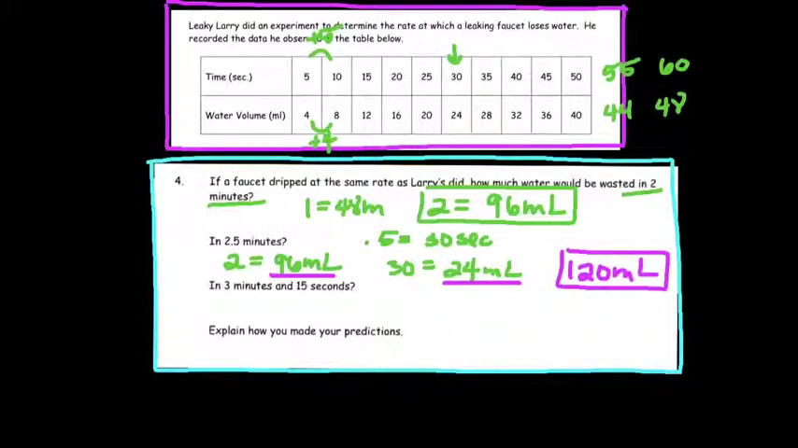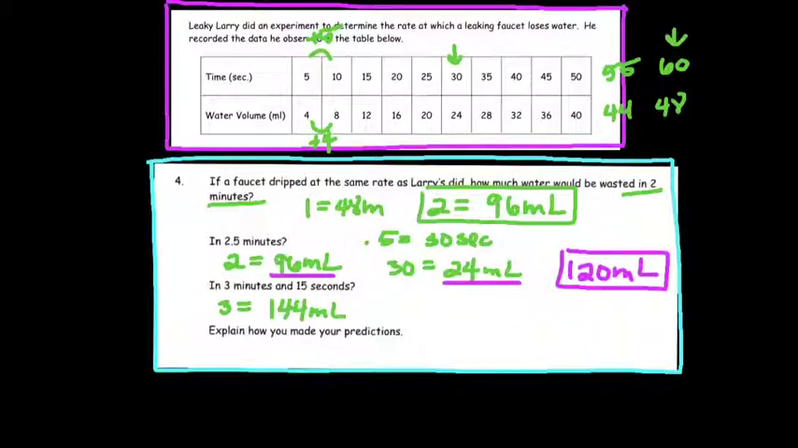Okay, let's move it up a little bit more. What about in 3.5 minutes? Remember, in 2 minutes, I lost 96 milliliters. Going back to 1 minute, I've lost 48 milliliters of water. So we would expect it to be 3 times that. If in 1 minute I lose 48, in 3 minutes I would expect to lose 3 times that, which would be 144 milliliters of water.